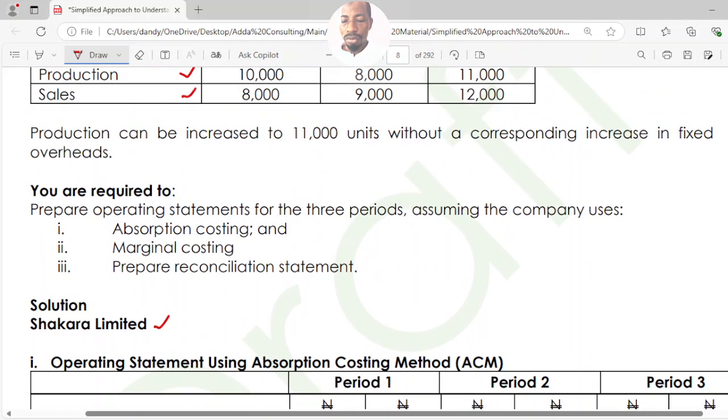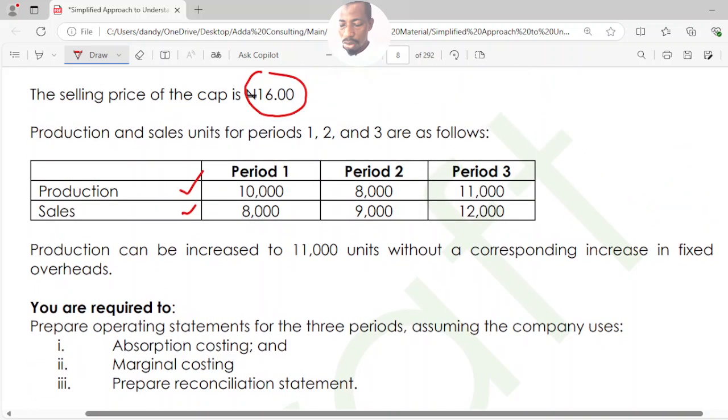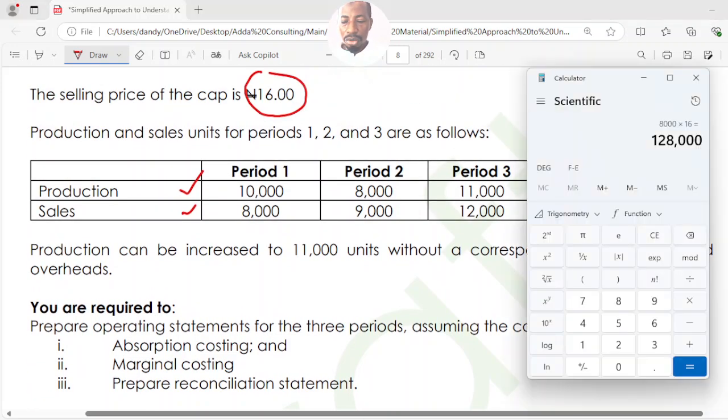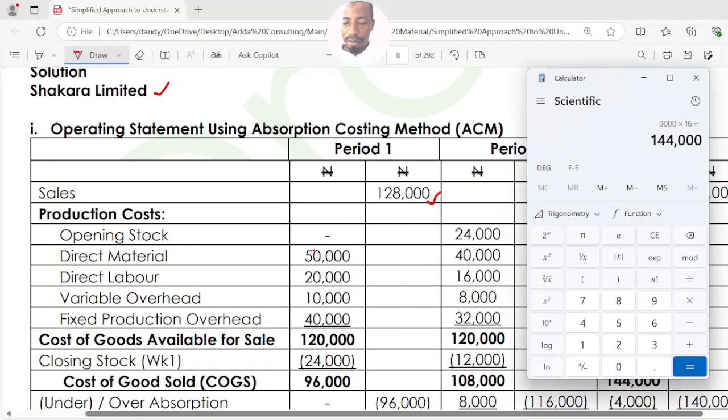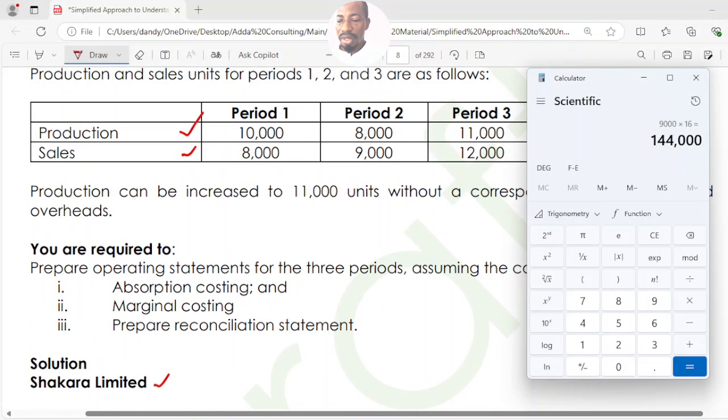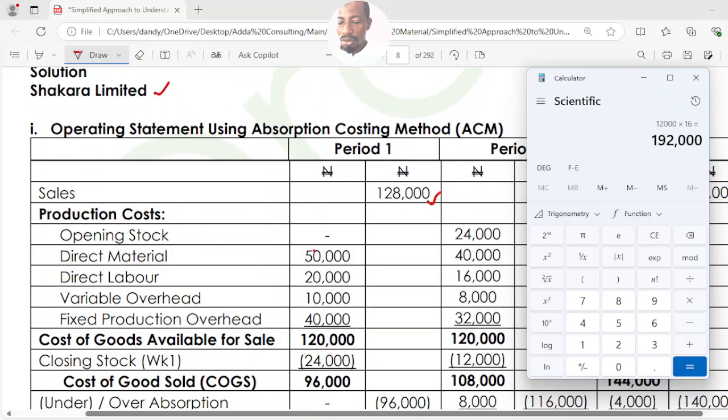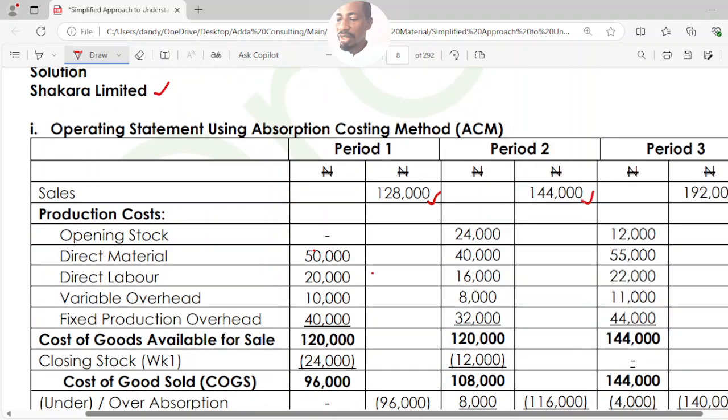Then period 2. The units sold in period 2 is 9,000. So 9,000 multiplied by the selling price per unit of 16 naira is 144,000. So let's go and post 144,000. That's the 144,000 you are seeing there. For period 3, units sold in period 3 is 12,000. 12,000 units multiplied by 16 naira equals 192,000. So let's go and post. That's the 192,000 naira you are seeing there. With this, I've calculated my sales value.